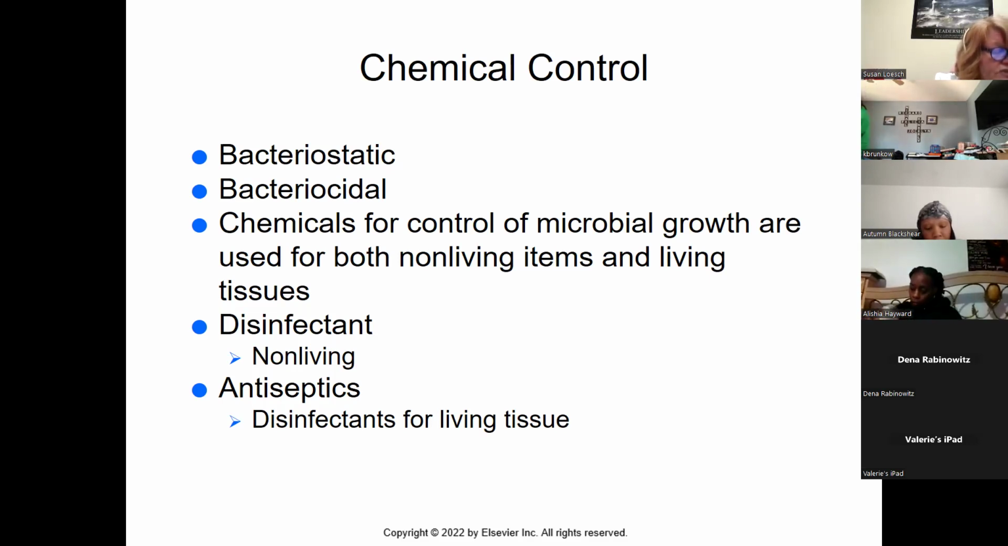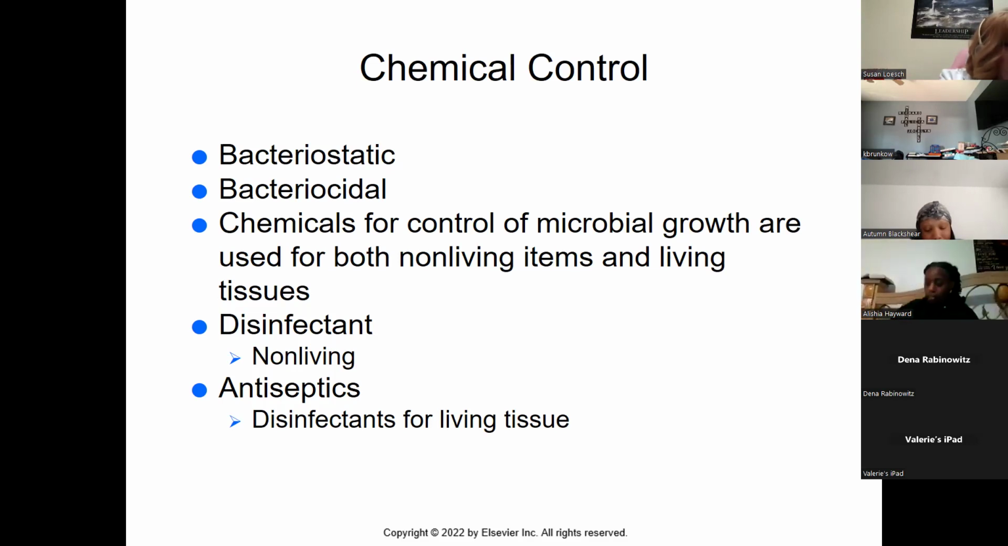Chemicals used on non-living surfaces are referred to as disinfectants. Chemicals that are used on living tissue are known as antiseptics. So you can spray the Clorox on the kitchen counter, but on your wound, you might put something like Neosporin, right? Disinfectants and antiseptics can be classified as bactericides, fungicides, algicides, and viricides. Some spores or resistant microbes can survive the chemical disinfection.